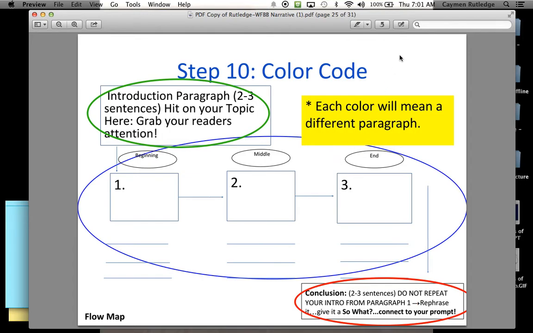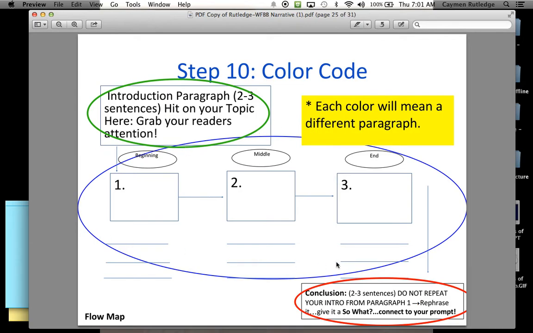So step 10 is where we should all be at hopefully now. All you're going to do for step 10 is color code. I don't care what colors you use, but there's a significance to it. For step 10, the intro has to be one color, the middle part has to be one color, and the conclusion has to be one color.